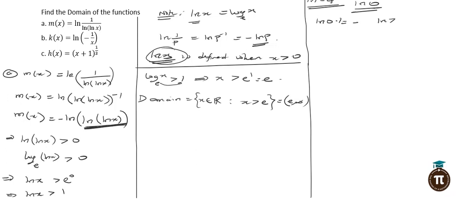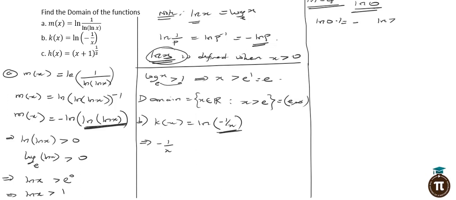Let's come to the second example. The second example, I have k of x equal to ln of minus 1 over x. So again, to find the domain here, don't forget the peculiarity of ln. Everything after the ln must always be greater than 0. So to find the domain here, it means that minus 1 over x must be greater than 0. If you take away this minus, that is multiply both sides by minus, whenever you multiply both sides by minus, the inequality changes. 1 over x will be less than 0. That is what it means.